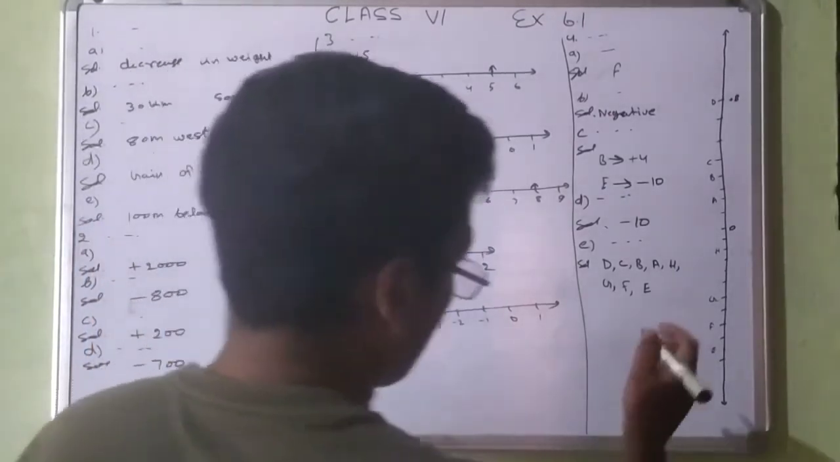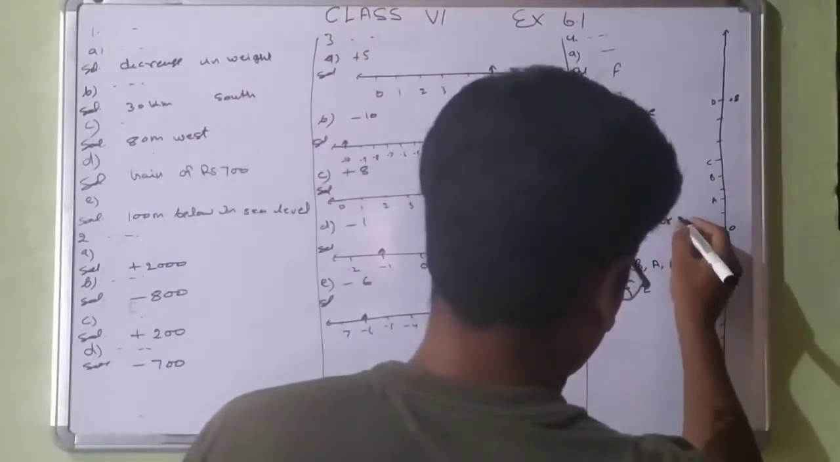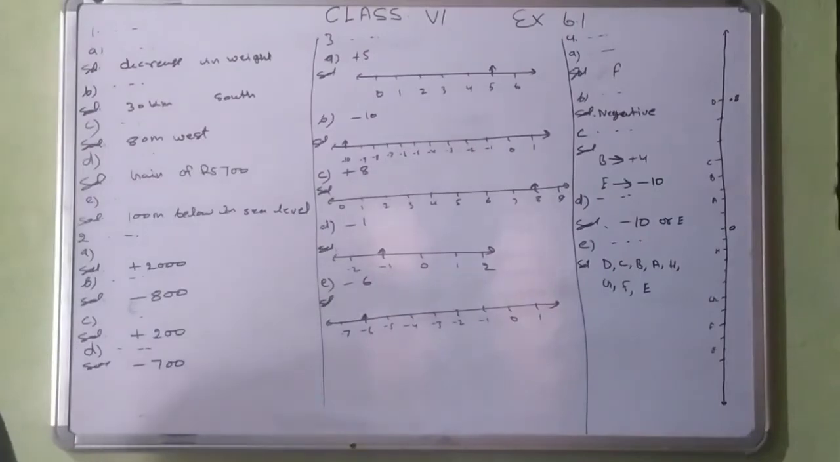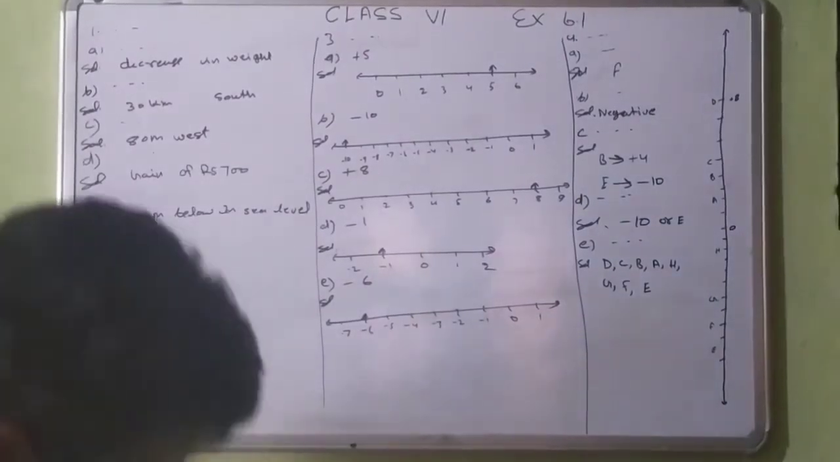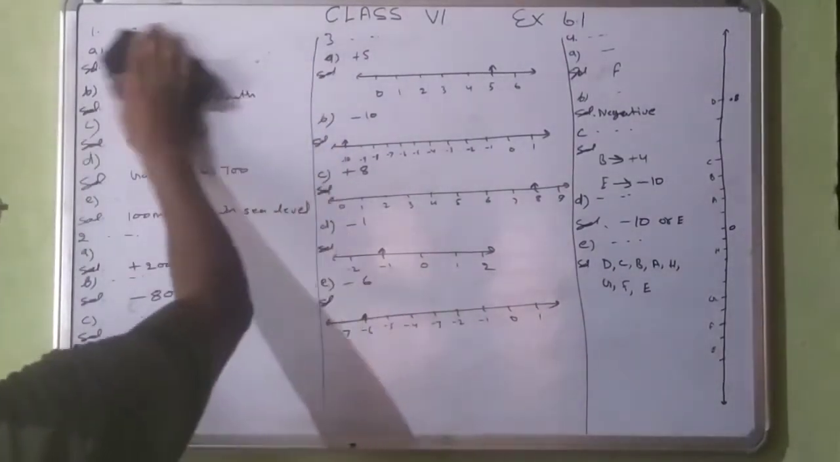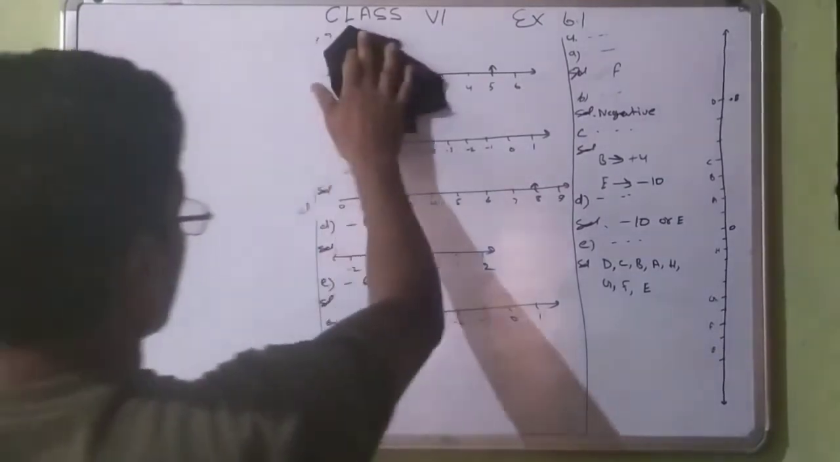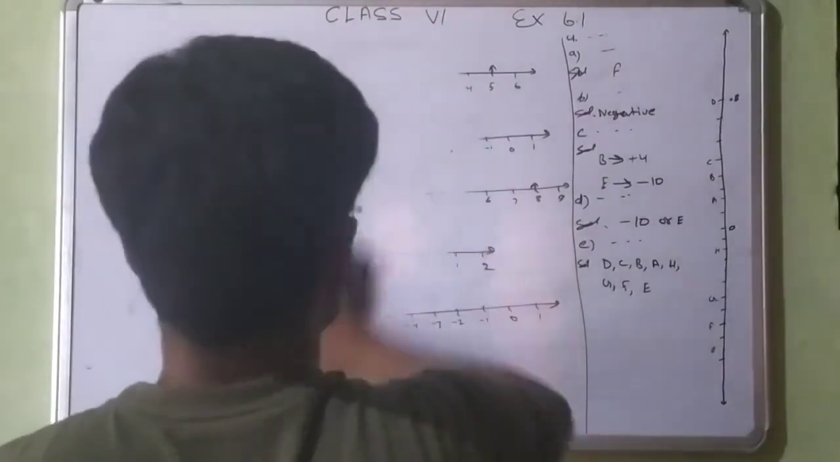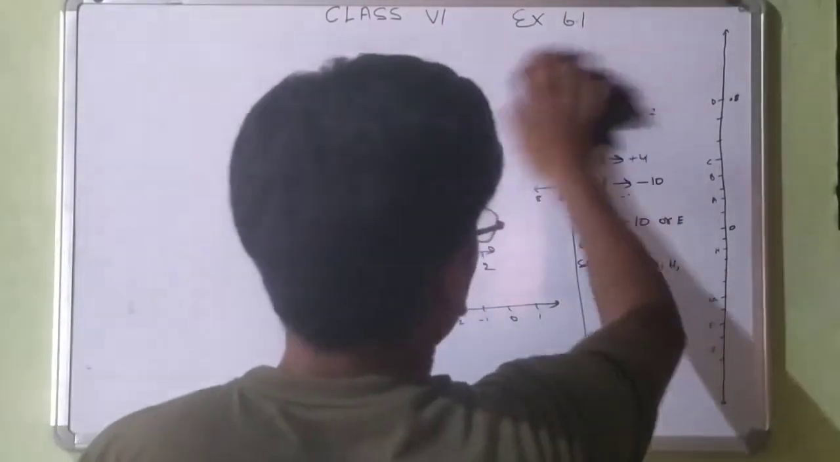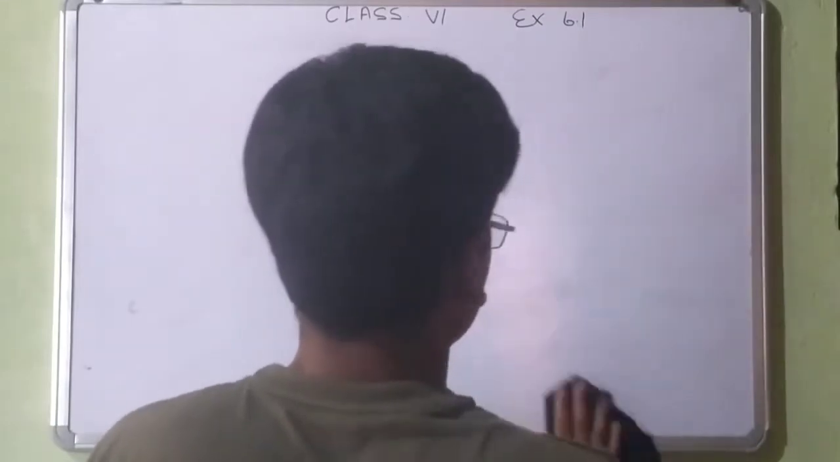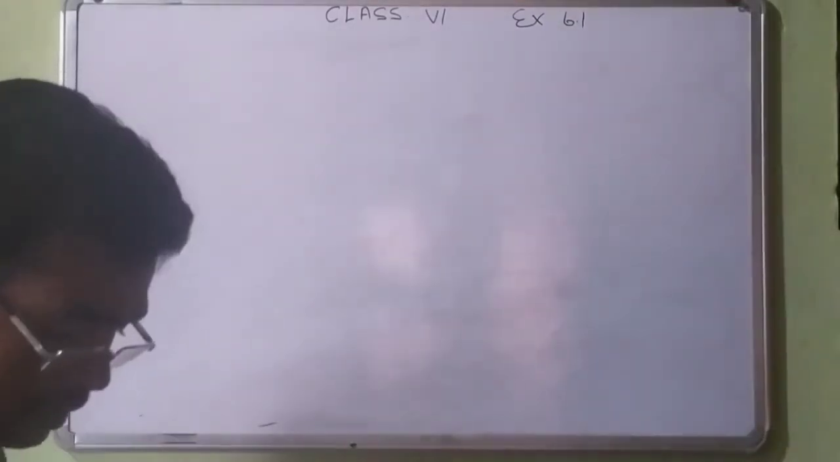Or here you can write the E on the place. Now the question number 5. There are some blanks given, and then how you will do these blanks, see that. And the question is also given.